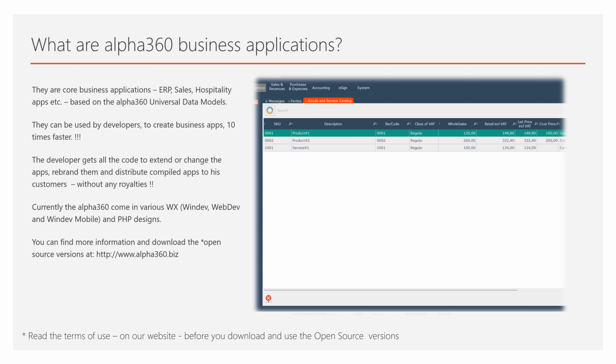Currently, the alpha360 comes in various WinDev, WebDev, and WinDev Mobile versions, and also as PHP designs. You can find more information and download the open source versions at our site. Please be careful to read the terms of use on our website before you download and use the open source versions.